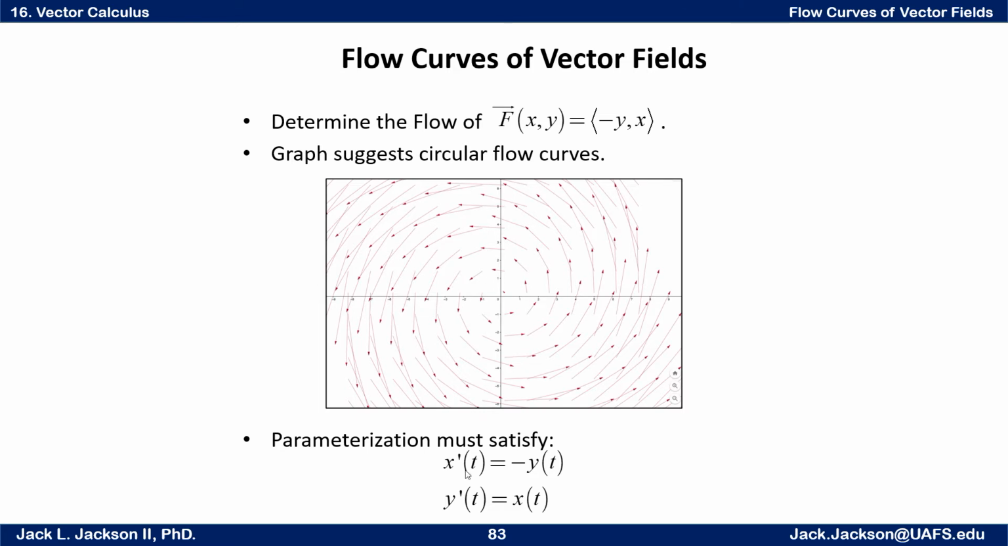But we know we have to have a parameterization where the x prime of t is the opposite of y, as a function of t, and then y prime has to be the same as the original x function. So we're thinking about circles, we're thinking about functions where you have a function and its derivative is the opposite of the original function. Well, if you think sine and cosine kind of are going to work out that way. So let's take a look here.